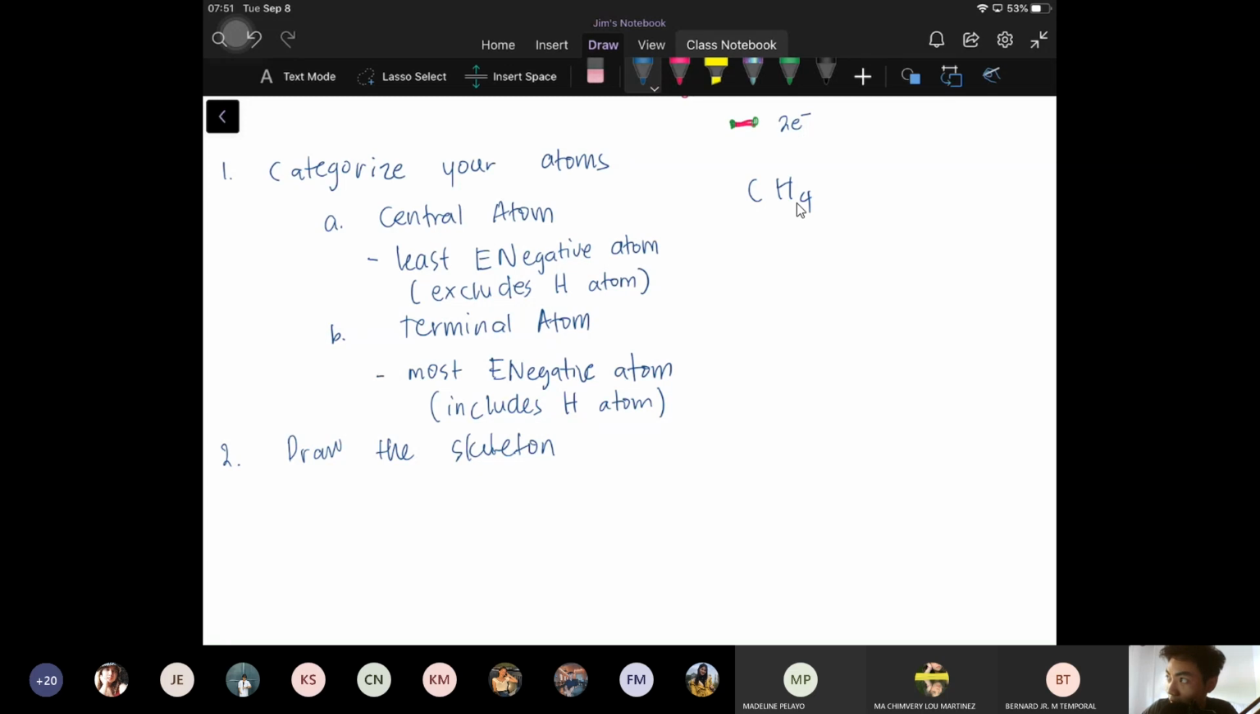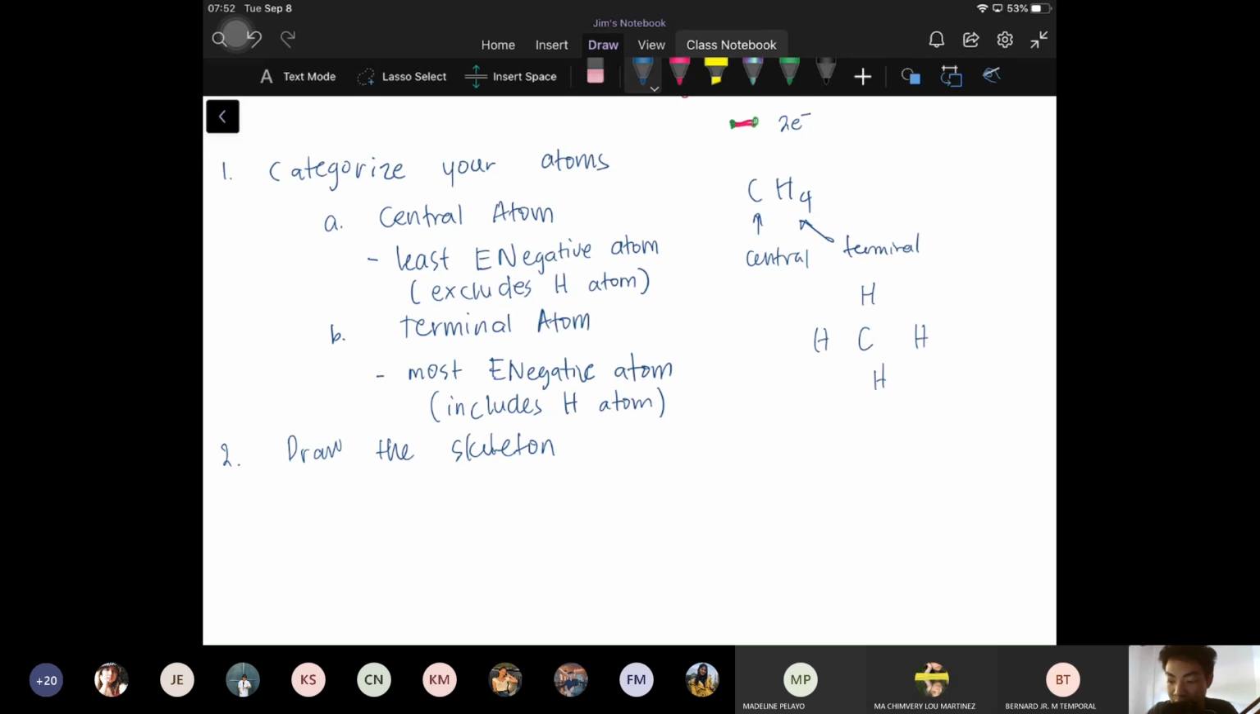So, ano na gagawin natin? Since na-identify natin that carbon will be the central and the hydrogen will be the terminal, ang gagawin natin, we can draw the skeleton. So, how do we draw the skeleton? So, ganito lang. You draw the central atom sa gitna and then you surround it with terminal atoms. So, paano isusurround yun? Ilalagay mo lang siya sa four corners. Pwedeng sa top, sa bottom, sa left, and sa right.